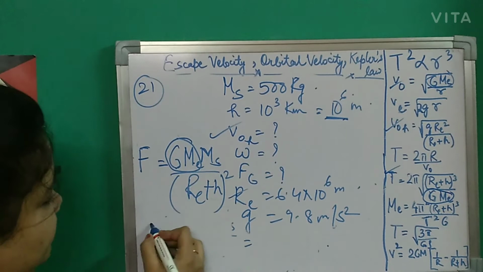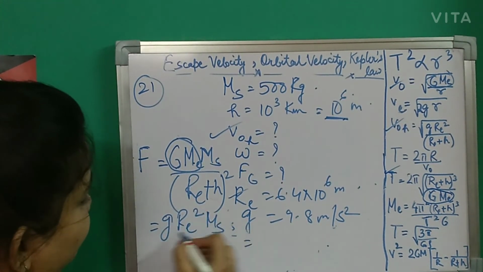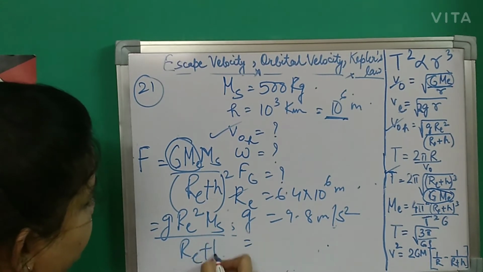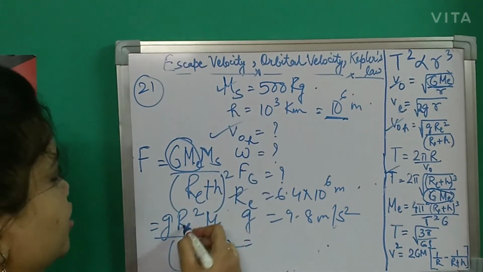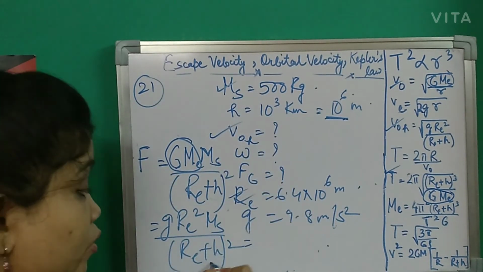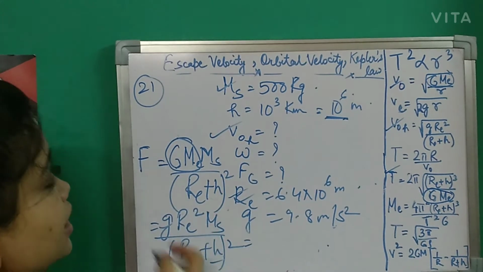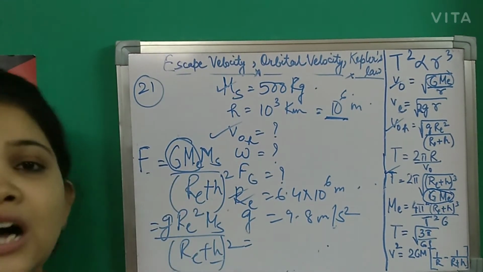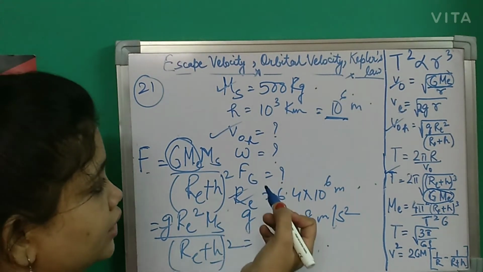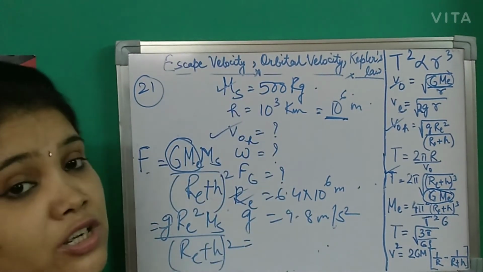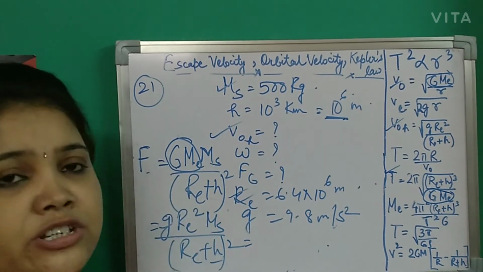Now GME can be replaced by G RE square, MS by (RE plus H) whole square. Now, you know all the values: you know MS, you know RE, you know H, you know G. You can easily put in the formula and find out the gravitational force between the earth and the satellite. So we have found out the orbital velocity at a height, the angular velocity, and the gravitational force.